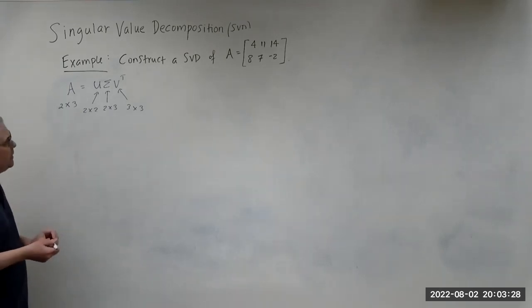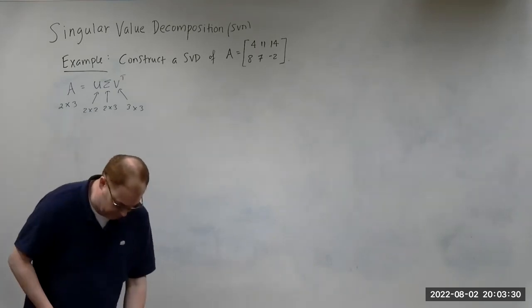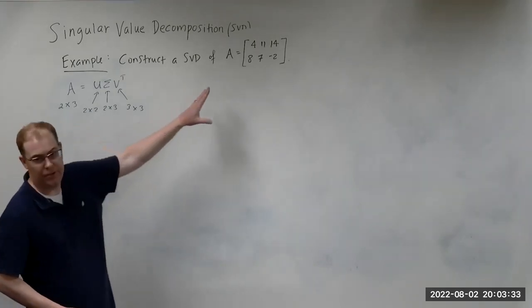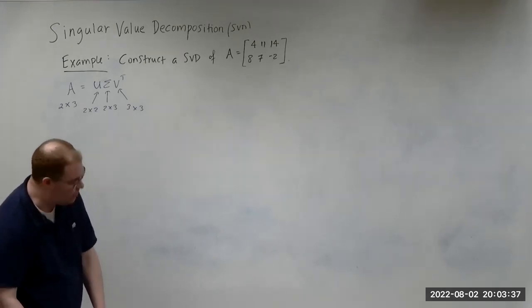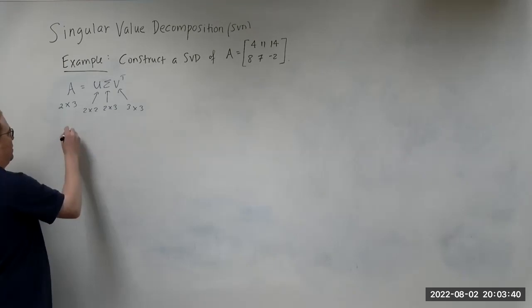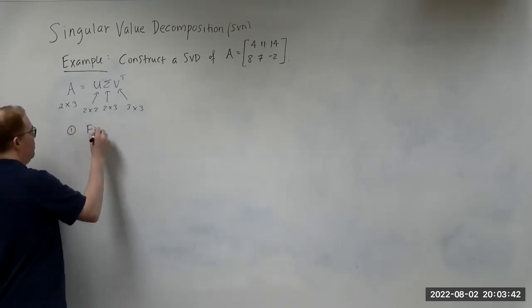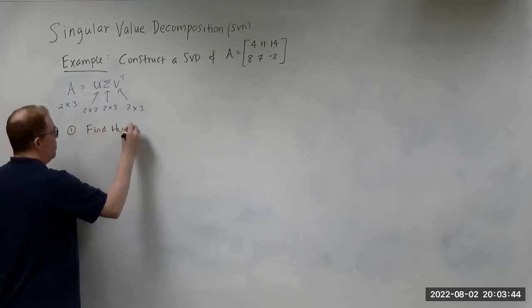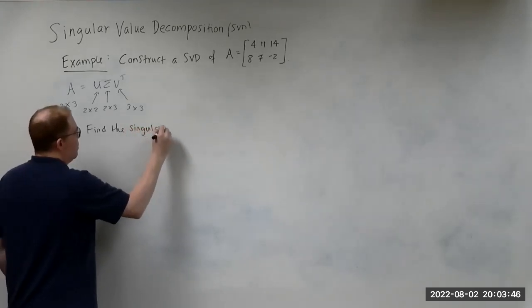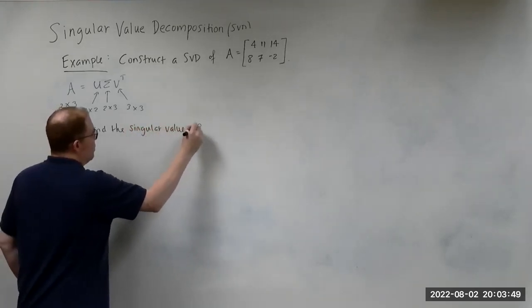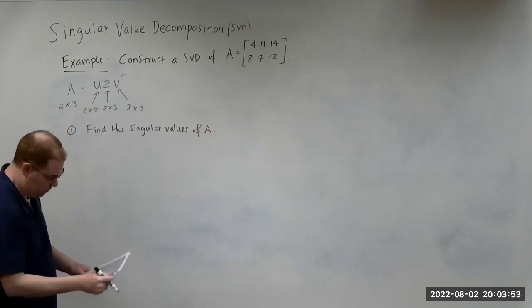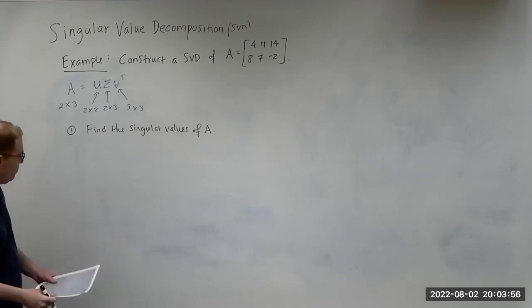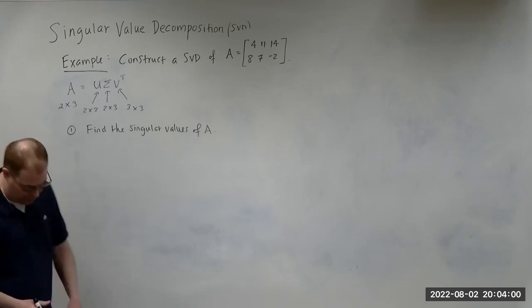Okay, first thing is to find the singular values of this matrix. So that means we need to find the eigenvalues of A transpose A. Okay. So we need to construct A, we need to find A transpose A.